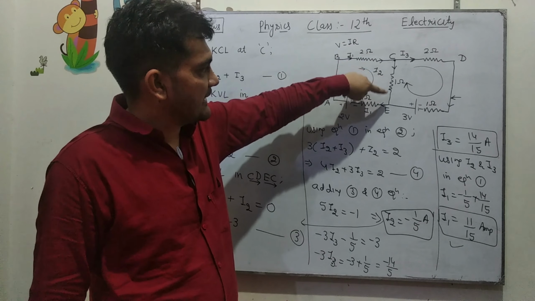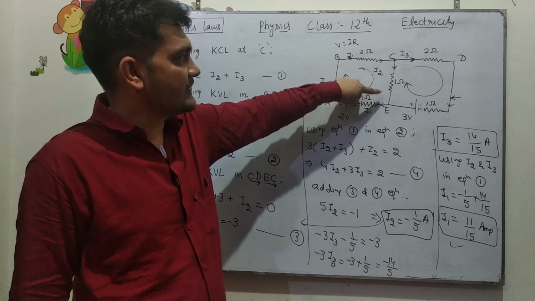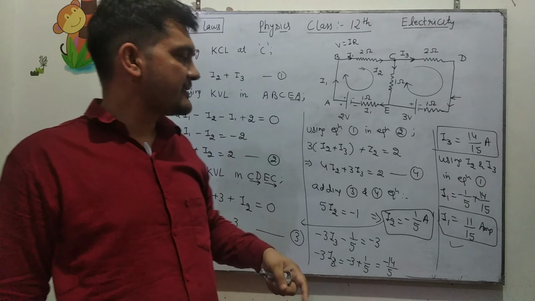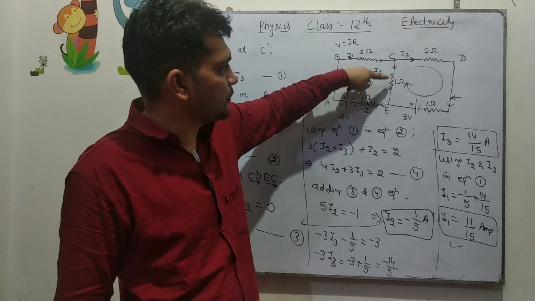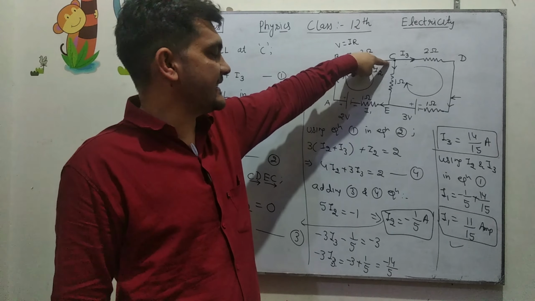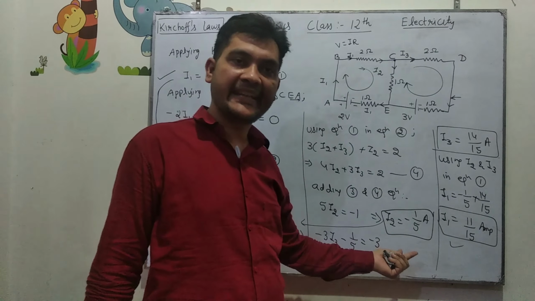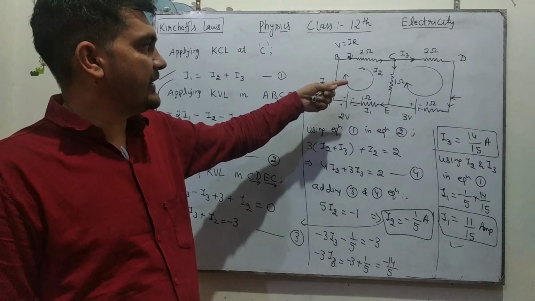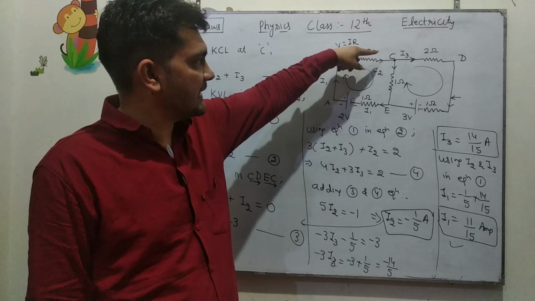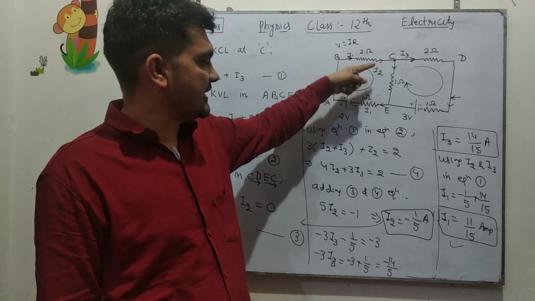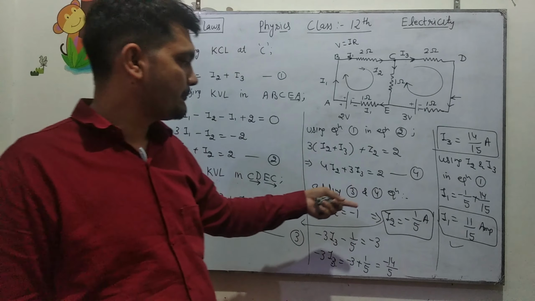In this branch, the current is minus 1 upon 5. What is the meaning of the minus sign here? It means that the current is not from C to E. Actually, the current is from E to C, because we are getting negative current. Negative current means the direction of current is reverse to what we have imagined. We have assumed that current is from C to E, but actually the current is from E to C because it is negative here. Okay.